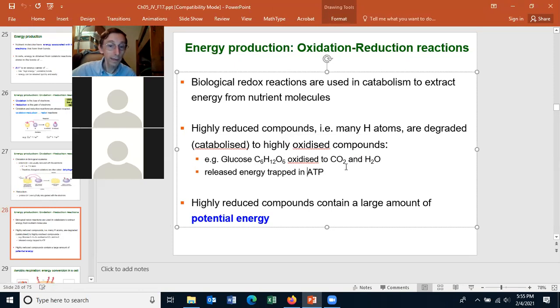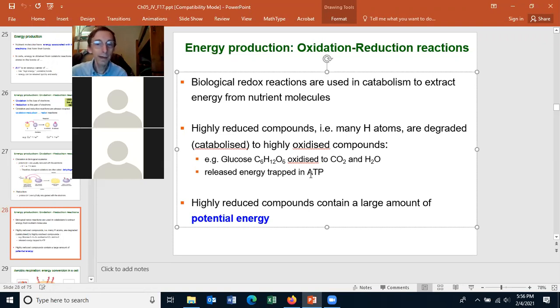And then the resulting energy is largely trapped by ATP. And realize when I say largely trapped, the majority of that energy is actually lost as heat, but we do a fairly good job of converting that energy into ATP. And we'll talk about the efficiency of that conversion of the energy into ATP.